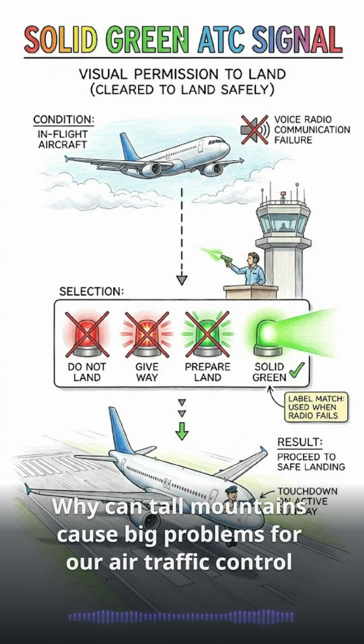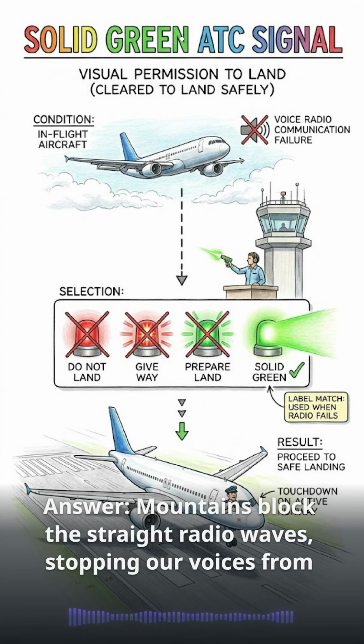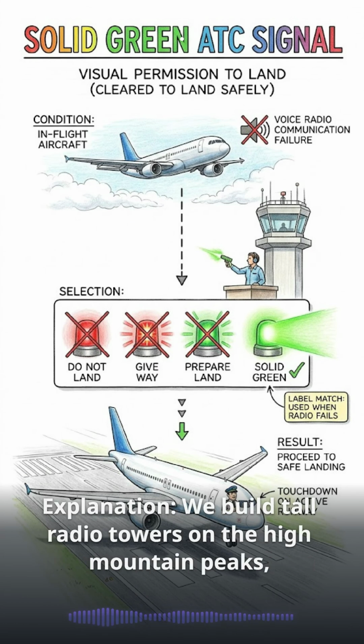50. Why can tall mountains cause big problems for our air traffic control radio signals in the sky? Mountains block the straight radio waves, stopping our voices from reaching the airplanes flying very low down. We build tall radio towers on the high mountain peaks, broadcasting our voices over the rocky obstacles.